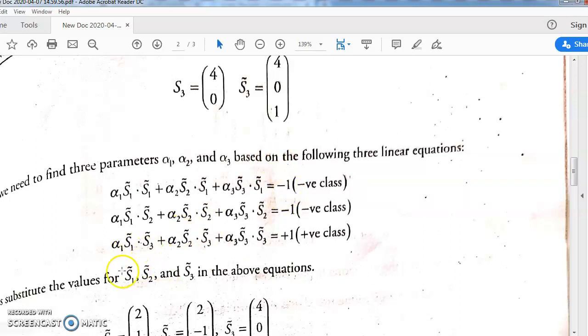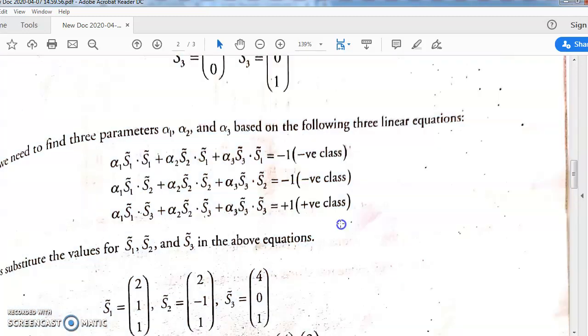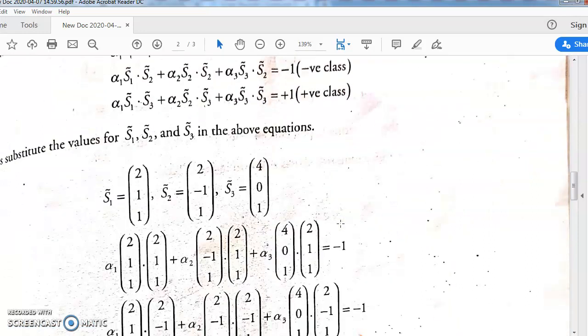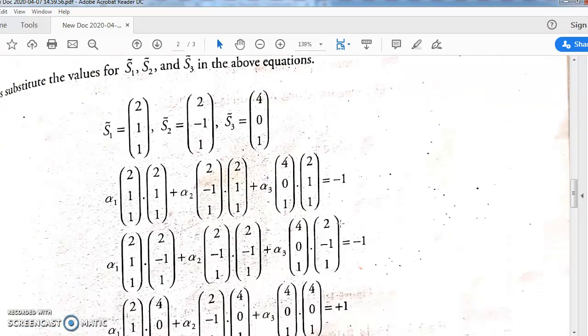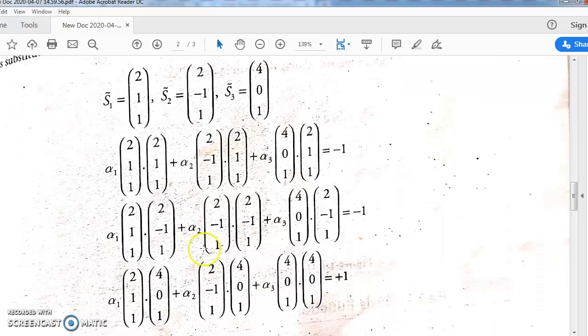So what is the next point? You have the values s1, s2 and s3, which we have augmented with the bias input. Put all those values in the above equation. You can see that here we have put the alpha 1 s1 value, here again s1, so we have multiplied support vector s1 to the first equation. Similarly, support vector s2 in the second equation, and support vector s3 in the third equation.